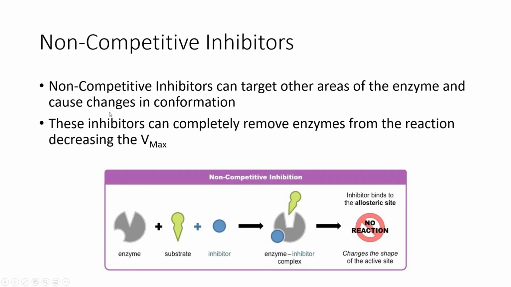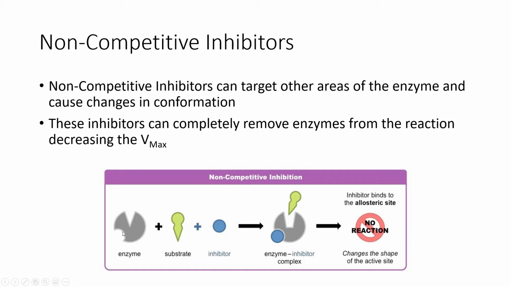For non-competitive inhibitors, these are inhibitors able to bind somewhere else on the enzyme and inhibit it in a different way. So here we have our same enzyme with a triangular active site that can accept the substrate but not the inhibitor.